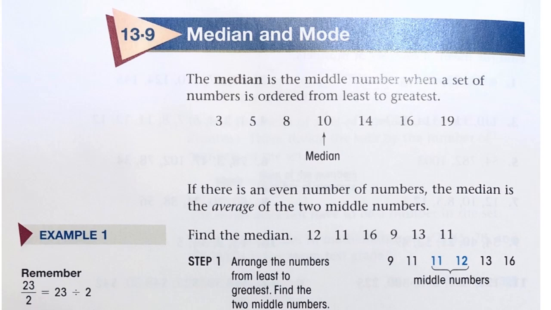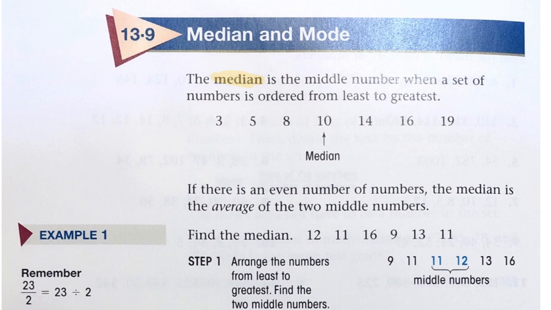Basic Math, Chapter 13, Section 9, Median and Mode. So we have the median. That's going to be the middle number when a set of numbers is recorded from least to greatest.